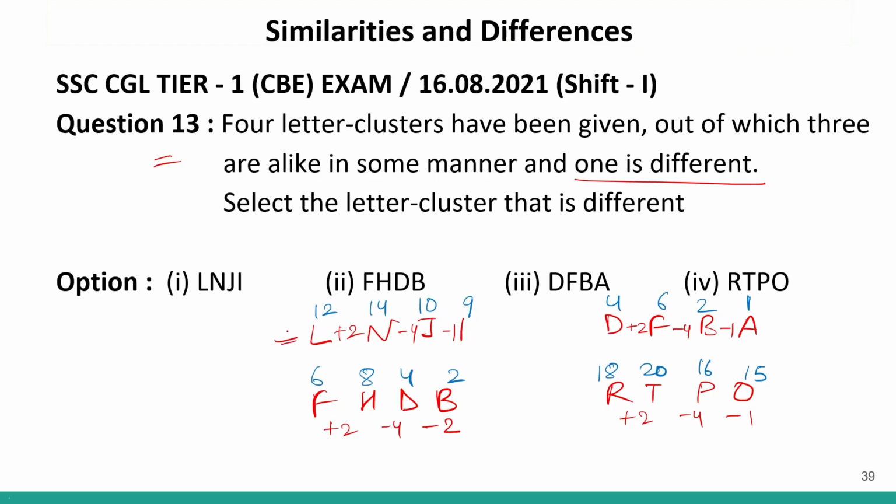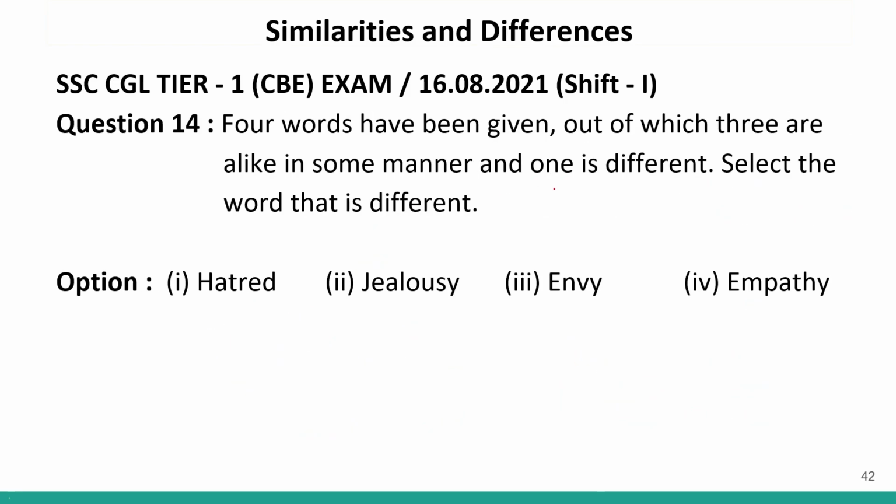So these three words follow the same logic, that is plus 2, minus 4 and then minus 1. Only this word follows a different logic. So FHDB. Only this is the one that follows a different logic. Hence our answer will be option number 2, FHDB.